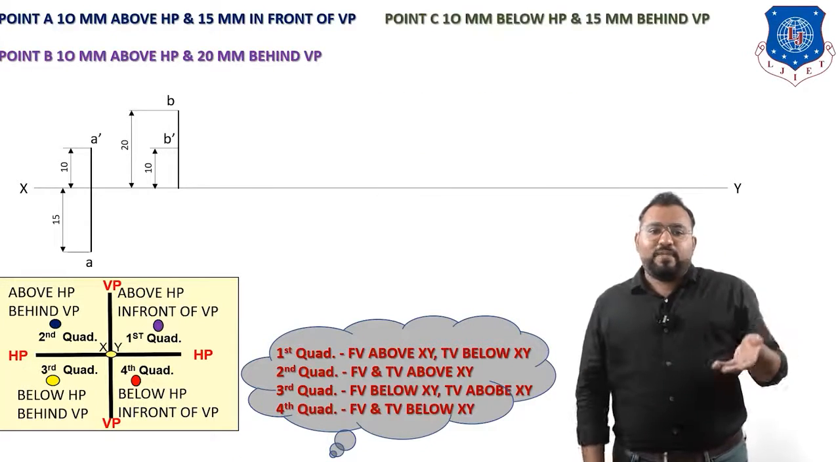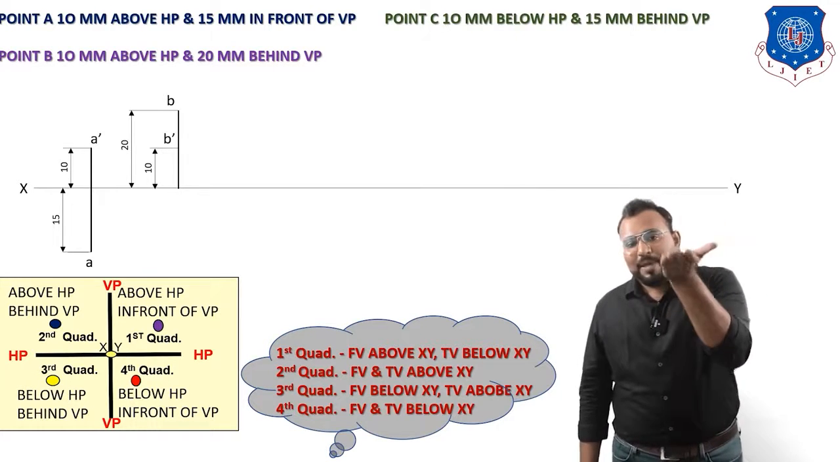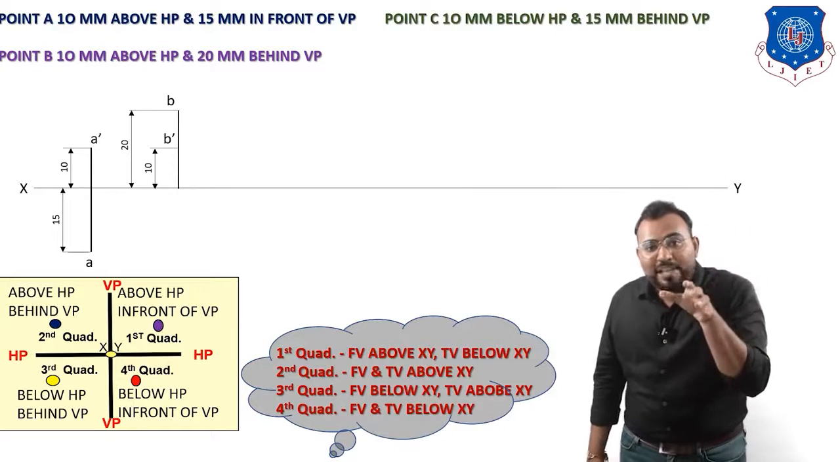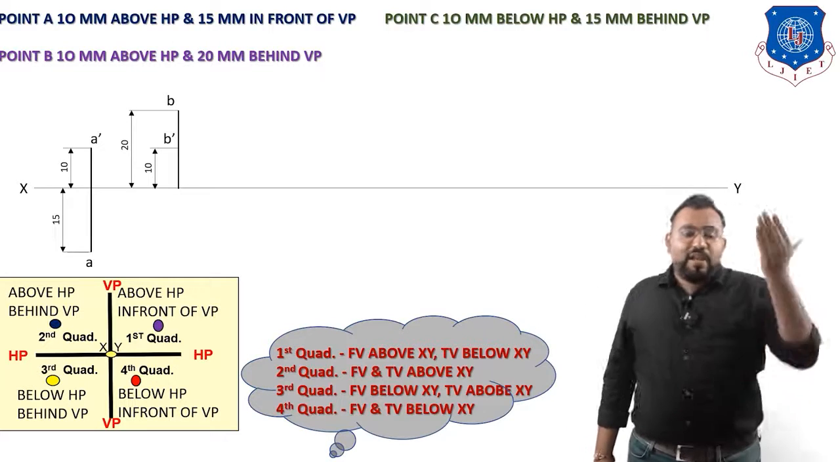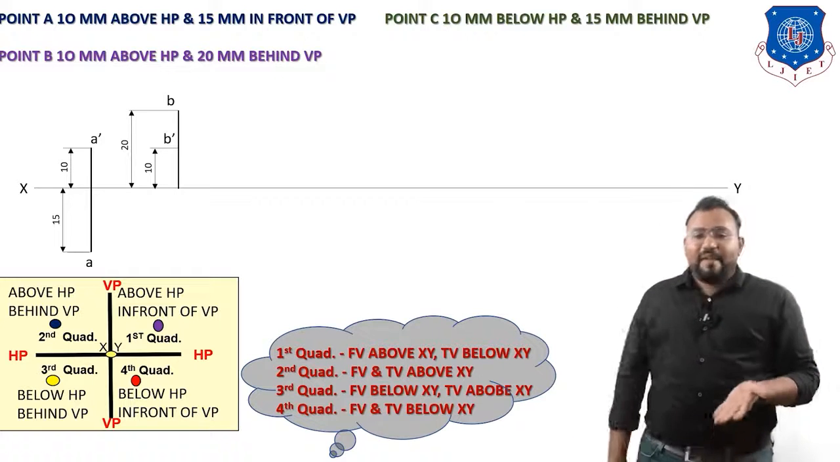Now let us take another. He's talking about the point C. The point C is 10 mm below HP and 15 mm behind VP. So he used the words below HP, behind VP. That means he's talking about the third quadrant. So in the third quadrant, the front view is below XY and the top view is above the XY line.